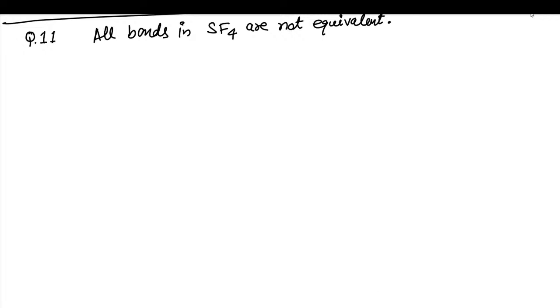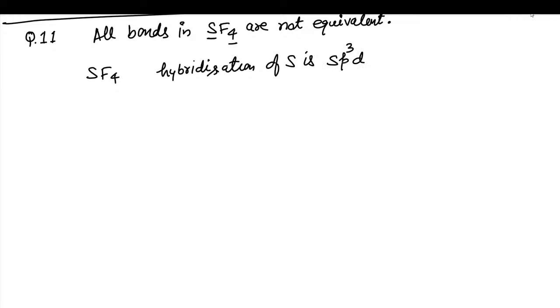Very good, beta. Because in SF4, what is the hybridization of sulfur? You can write the hybridization of sulfur is, 4 bond pairs and 1 lone pair, so it is sp3d hybridization. Sulfur is sp3d. Sulfur has 1 lone pair and 4 bond pairs.